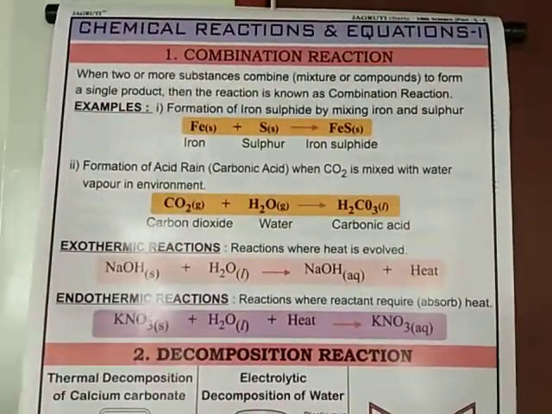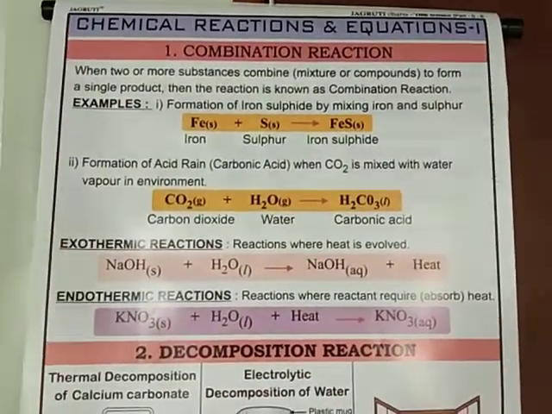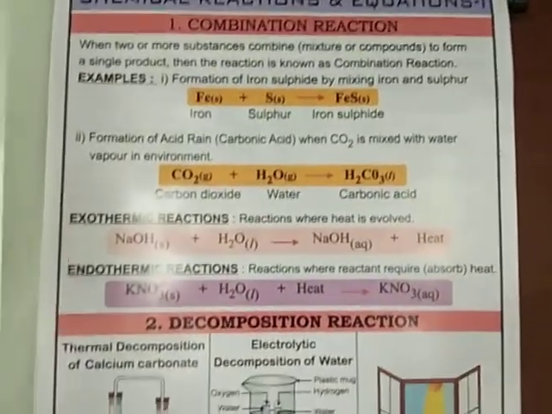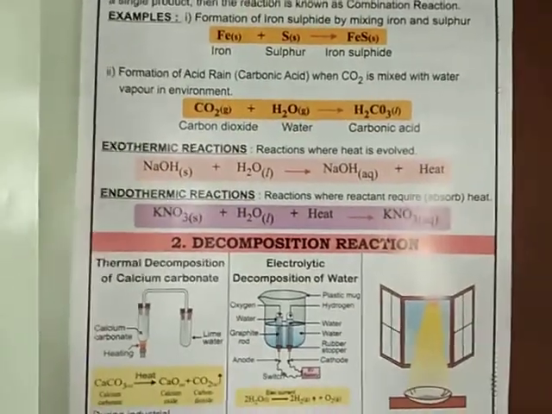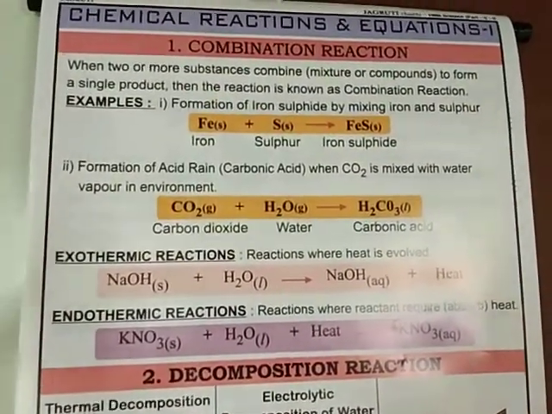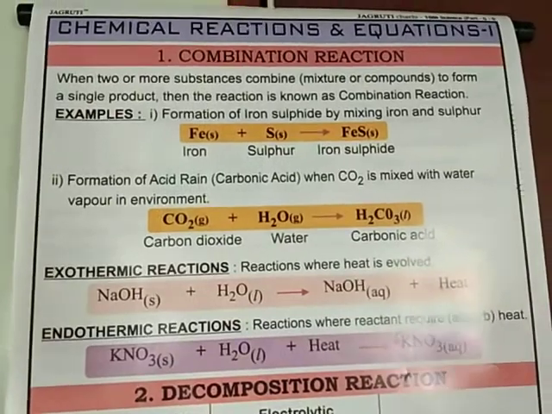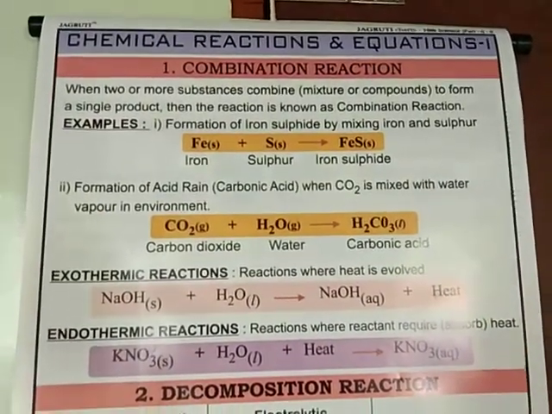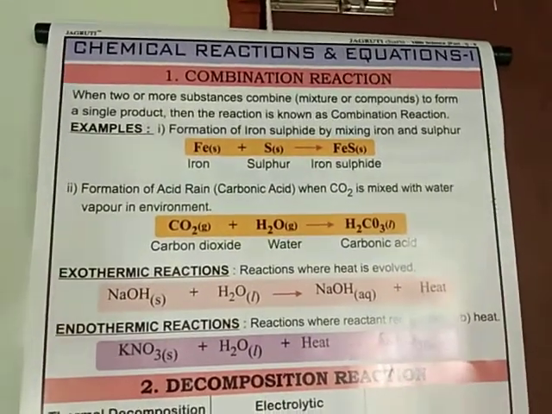Now the third lesson, that is chemical reactions and equations. We see on the chart in a short way, that means we can understand the reactions very easily: combination reaction, decomposition reaction, displacement reaction, double displacement reaction, oxidation and reduction. What is a combination reaction? When two or more substances combine to form a single product, then the reaction is known as a combination reaction.